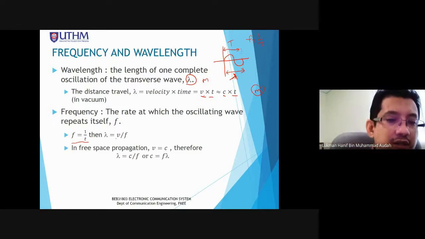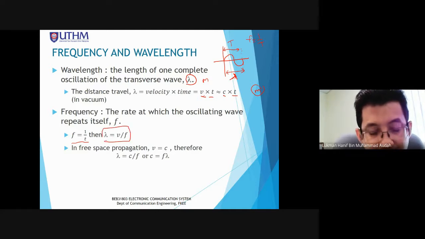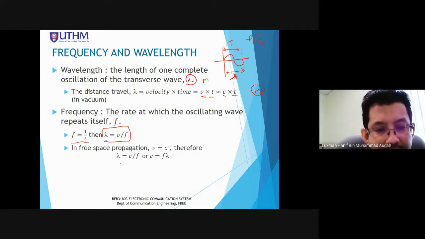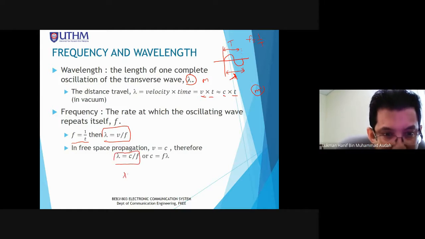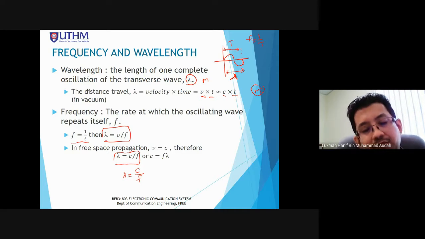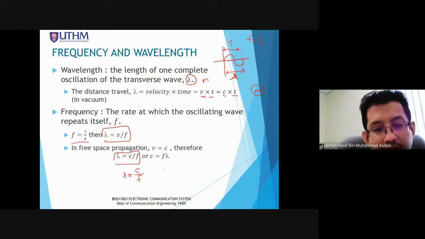Okay. Dan lambda juga boleh dibuat dalam sebutan ini V divided with F. Okay, V divided with F. So in free space propagations, kita biasanya menggunakan ini ya. Lambda bersamaan dengan speed of light dibahagikan dengan frequency of the wave. Nampak ya? So kalau kita lihat, lagi tinggi frekuensi bermakna lambda semakin kecil.